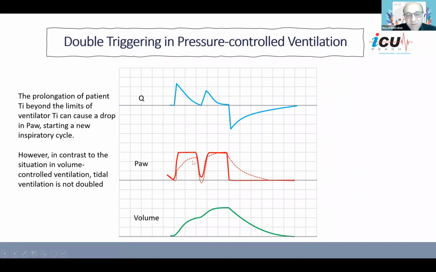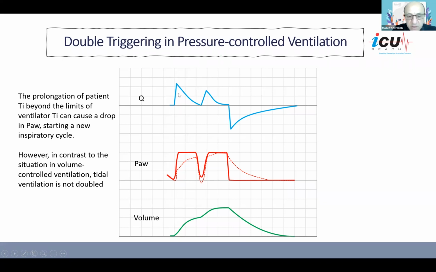So you see here, the first breath is given with a fixed pressure. The pressure goes up to a level of 15 here. And then when the inspiration time ends here, the pressure is dropped. However, the patient did not finish his inspiration yet, and that pressure is actually dropped below the threshold level again to deliver another breath. So we'll come back to it.